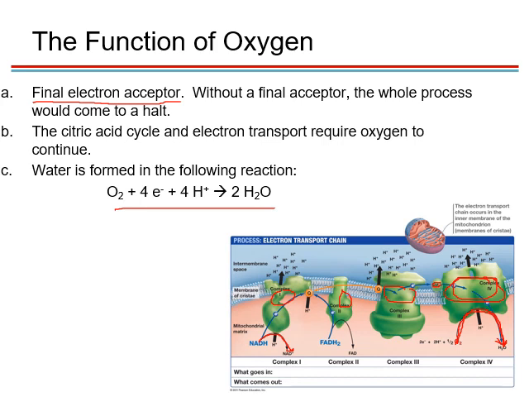Okay, so without oxygen, this electron transport chain gets backed up. We're not transporting electrons through here. We're not pumping the protons. Okay, if we're not pumping the protons, we're not making this proton gradient. And if we don't have the proton gradient, we're not able to use ATP synthase.